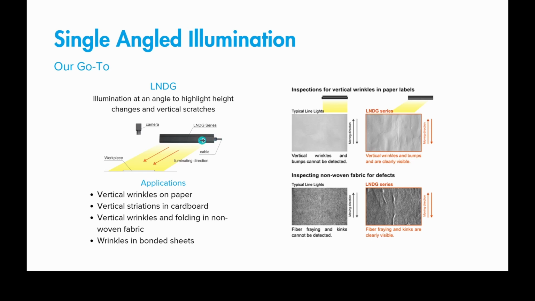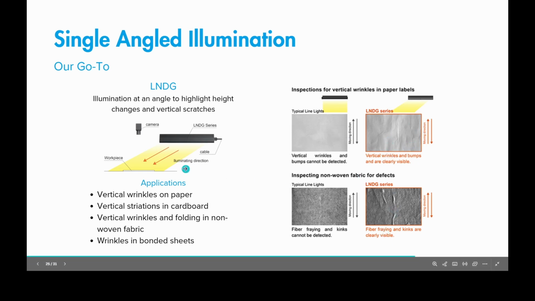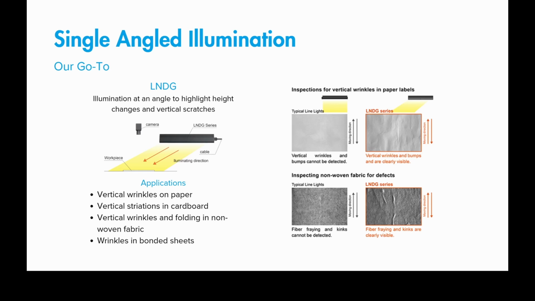So here's maybe a better example of showing what the LNDG does. You have it offset slightly to your camera so that light is being reflected at an angle, so it gives you those height changes of the wrinkles that are in line with the moving direction of your web. So with the standard light, you wouldn't be able to see it, but with the LNDG coming from the side, you can detect those much easier. So anything that's vertical, wrinkles, striations, unbonded sheets, cardboard, fabric, that's where this light's really gonna shine, pun intended.